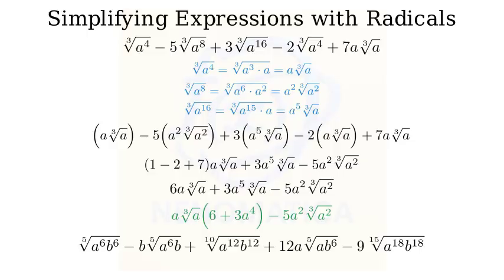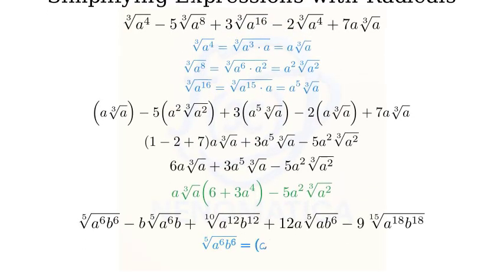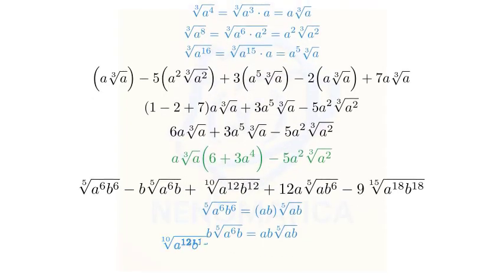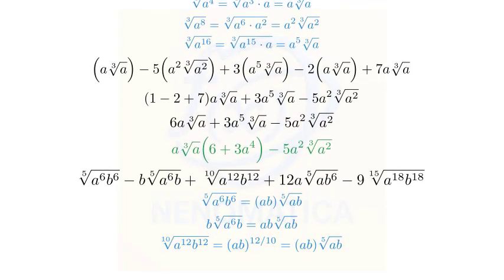Convert every radical to the common building block, fifth root of ab. We use exponent rules to rewrite each piece. The fifth root of a to the sixth b to the sixth equals ab times the fifth root of ab. B times the fifth root of a to the sixth b equals ab times the fifth root of ab. The 10th root of a to the 12th b to the 12th is ab to the power 6/5, which is ab times the fifth root of ab.